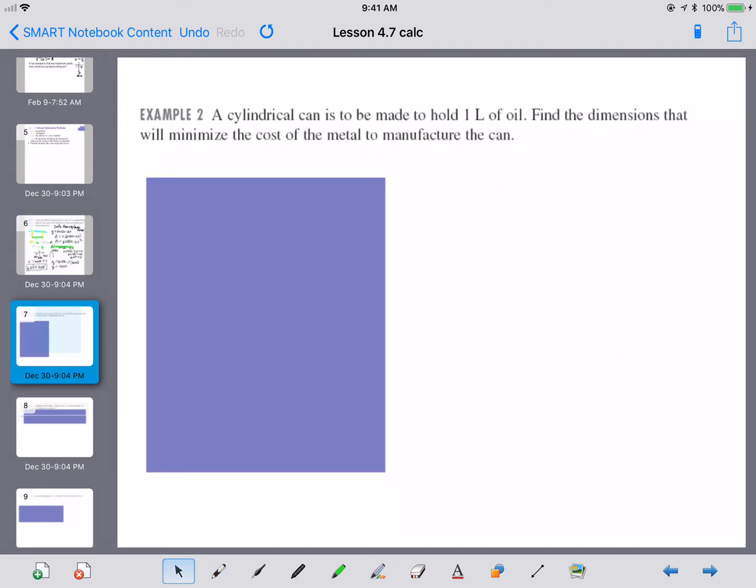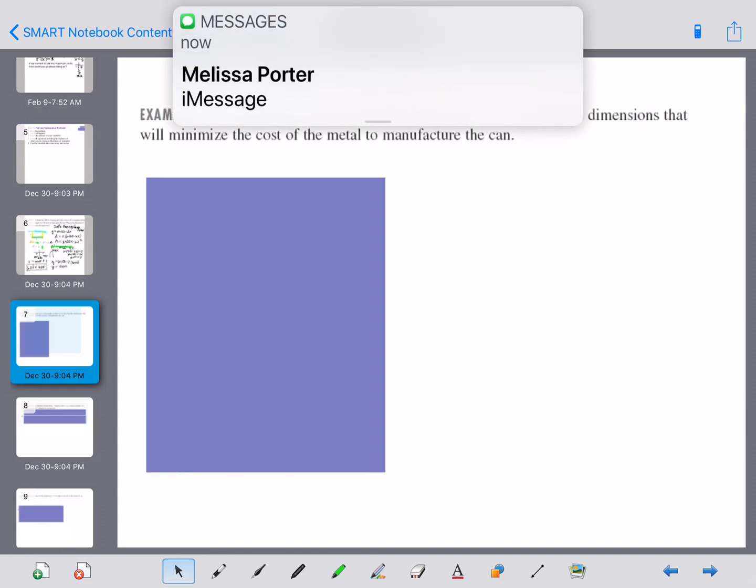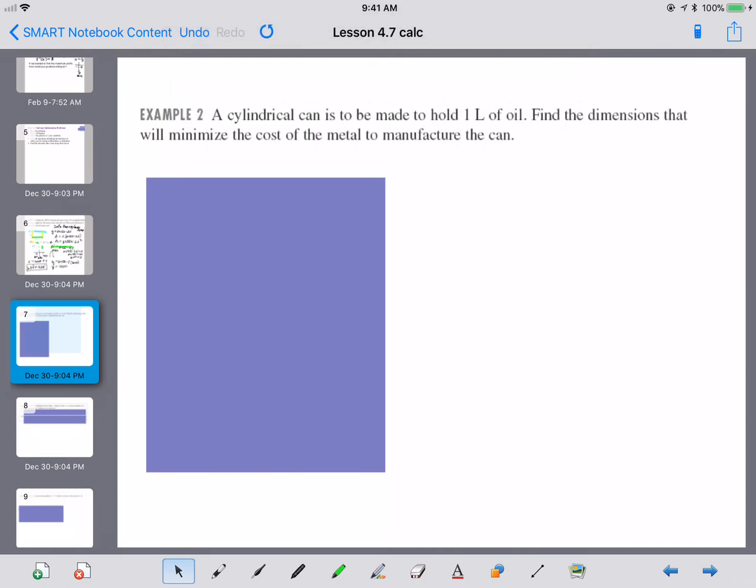So example 2, we have a cylindrical can. It's going to be made to hold 1 liter of oil. We're going to find the dimensions that will minimize the cost of the metal to manufacture the can. So this is a real life application that a company would want to make their can so that they use the least amount of material and so that they will not have to use as much metal. It costs them less money.